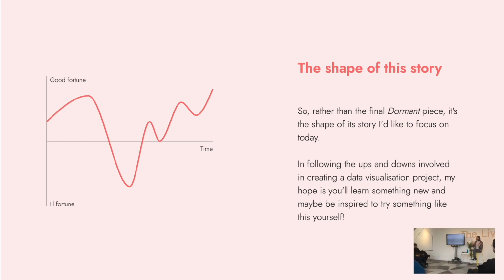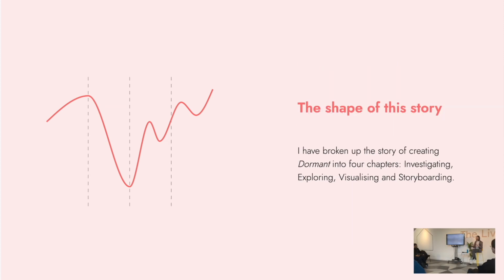So the graph here, you see the plot of the story for this piece of work. We can actually split it up into 4 different sections. These 4 different sections denote the full data visualization project stages, and these are investigating, exploring, visualizing, and storyboarding. And often you think you've made it out of one and you get pulled back in.